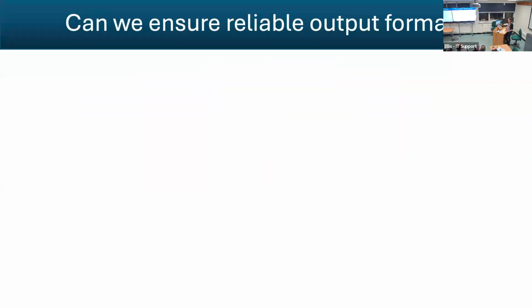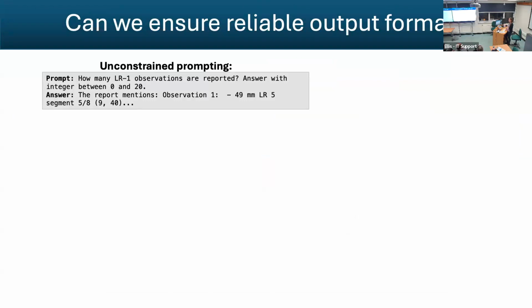Okay, so first of all, can we ensure a reliable output format? Let me give you an example of what I mean. Let's say that we're asking the LLM how many LR-1 observations are reported, and I'm telling the LLM: answer with an integer between 0 and 20. That is often, unfortunately, not enough. As you can see, there's an actual answer from an LLM. The model is starting to write a sentence. It is going to think through the problem and reason with itself before arriving at that final answer. And that's not exactly unexpected. They are trained as chatbots, so they are trained to chat to you on ChatGPT and so on, but that's not what we want for this task.